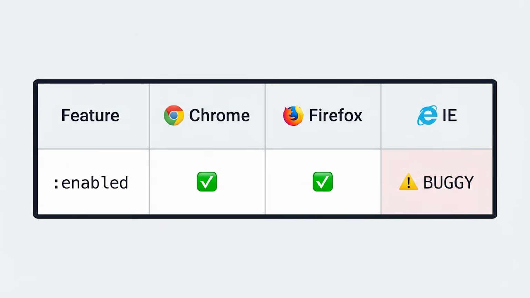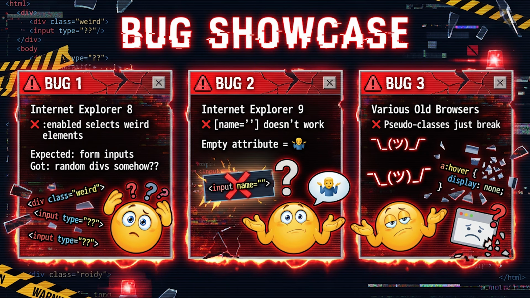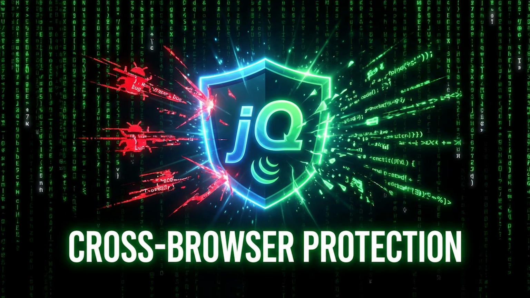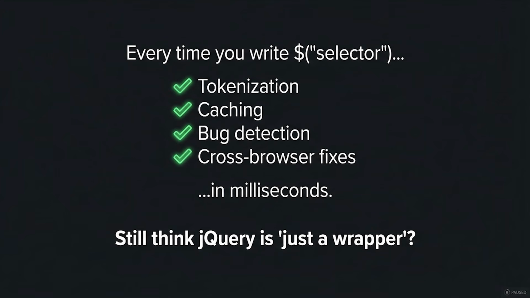But here's where jQuery really earned its reputation. Back in the day, and honestly even now in edge cases, different browsers implemented querySelectorAll differently. Internet Explorer had bugs where enabled and disabled pseudo classes matched weird elements. Empty attribute selectors didn't work. Certain pseudo classes just broke. jQuery has a file called rbuggyQSA.js that literally catalogs these browser bugs and works around them. When jQuery detects it's running in a buggy browser, it patches the behavior. This is why jQuery became essential. It wasn't just about convenience, it was about survival in a fragmented browser landscape. Pause for a second. Every time you have written a CSS selector in jQuery, this entire system fires up.